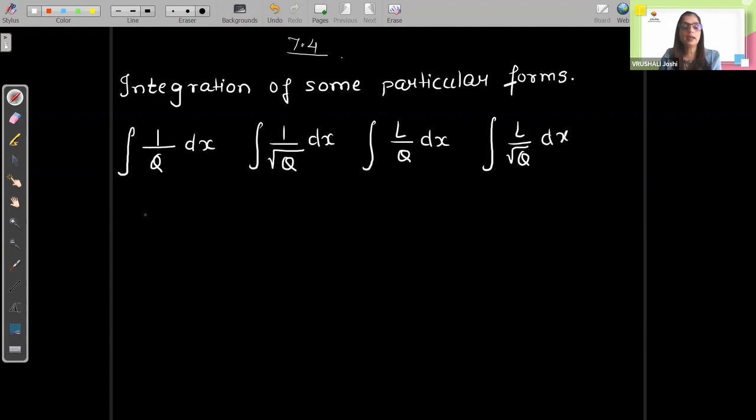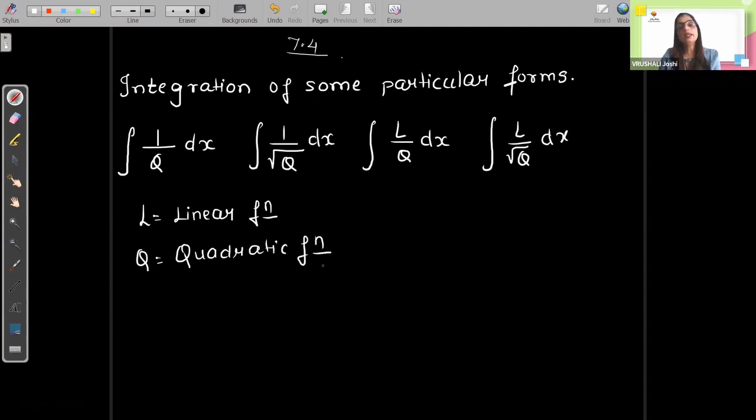Here L is a linear function, sorry, a linear function. And Q then becomes the quadratic function, correct? Clear? So we are going to see how to integrate functions which are linear and quadratic functions. So 1 by quadratic function, 1 by root of quadratic function, linear by quadratic function, and linear by root of quadratic function. Okay. For this, we need some formulas.